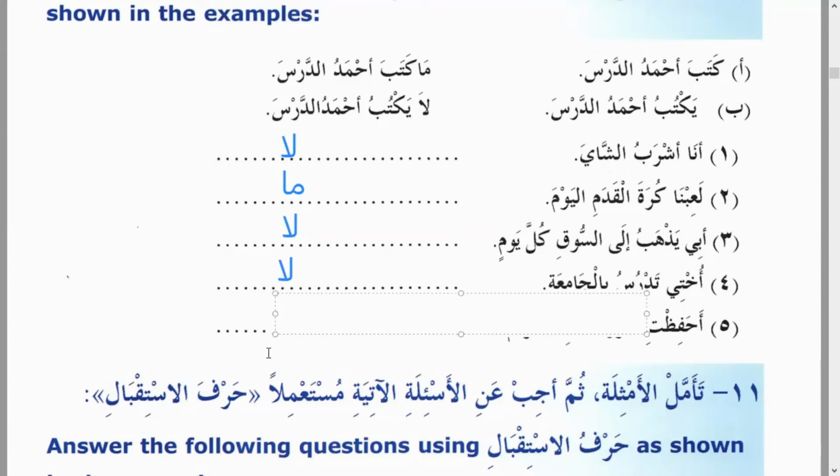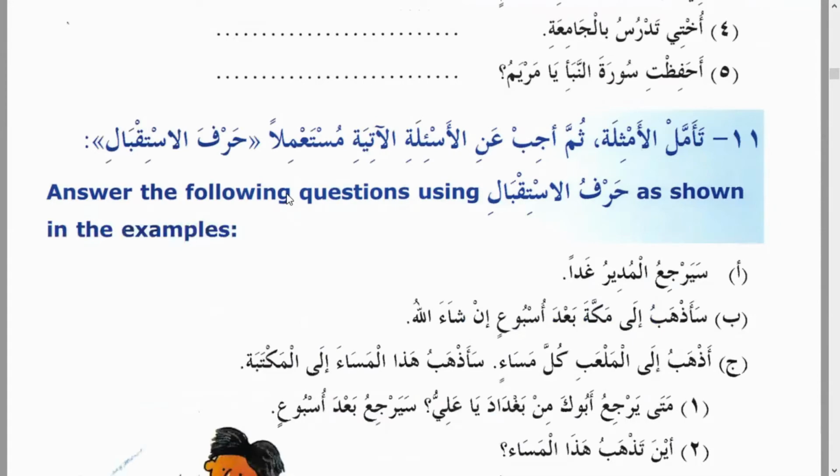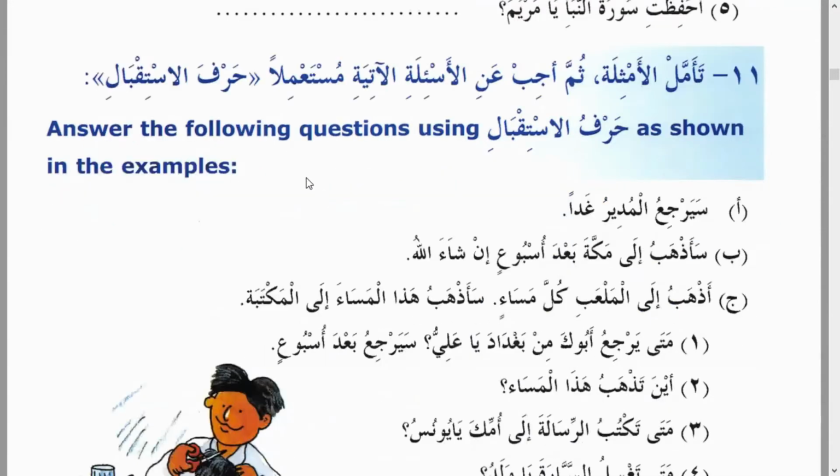حفظت سورة النبأ يا مريم. Did you memorize the surah Naba, Maryam? So this will be Ama Hafizti. Didn't you memorize the surah Naba, Maryam? So this is what the exercise is, right? We have to be very clear. With fail Madi, it should be Ma. With fail Mudari, it should be La. Okay.